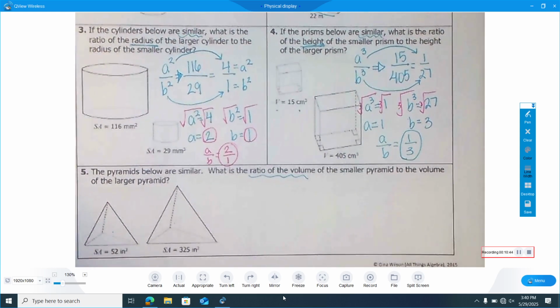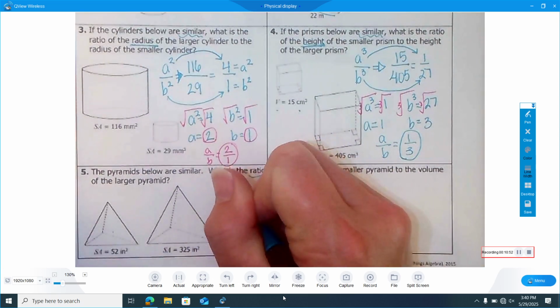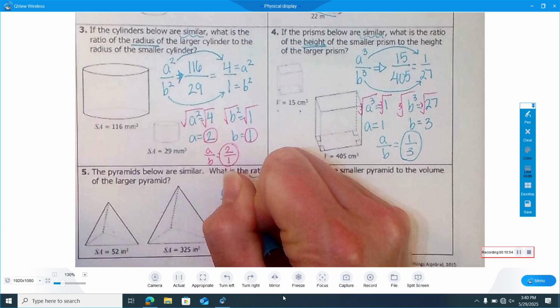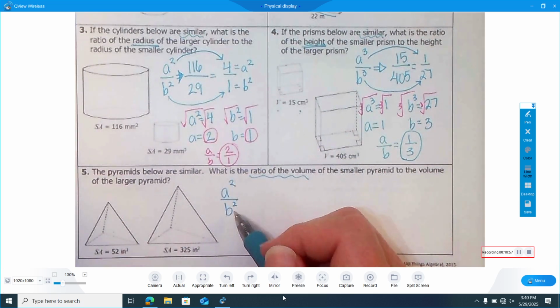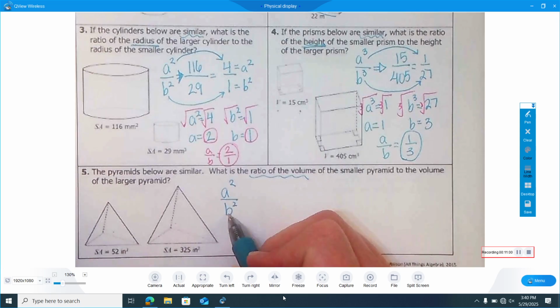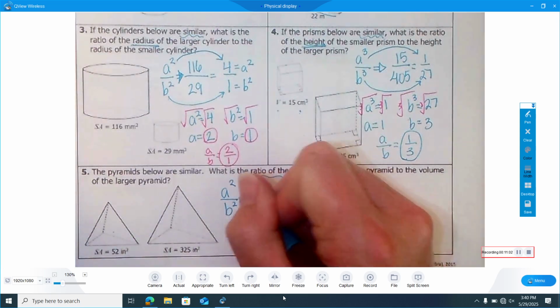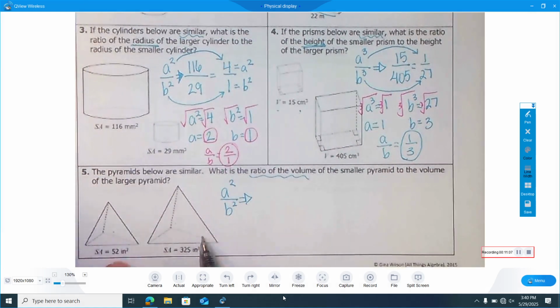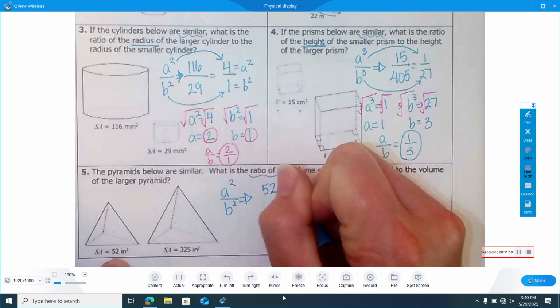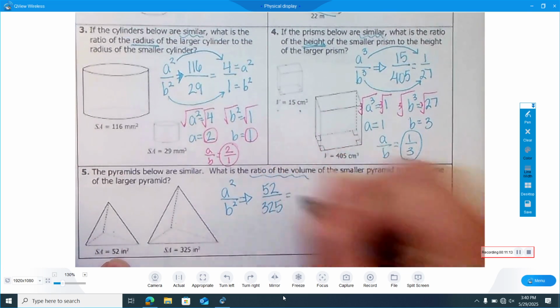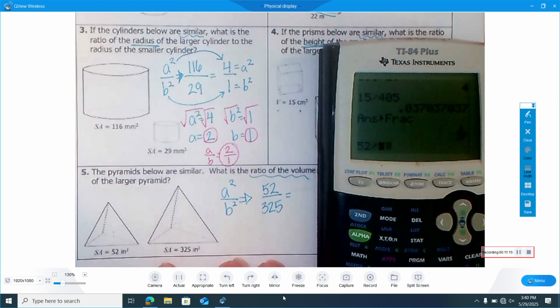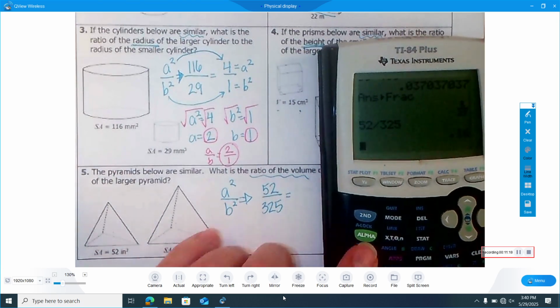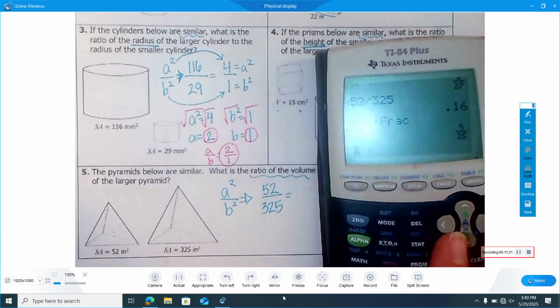So once again, they're giving us starting information that is just surface area. Surface area is square units. That is going to be A squared over B squared, since we're talking about area. And again, I have to get back to the original A and B before I can do anything else. So smaller to larger, so small first. 52 over 325, let's see what that reduces to, is 0.16 math bracket, and I get 4 over 25.